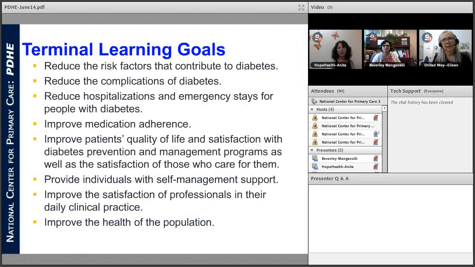The terminal learning goals for today's activity are to reduce the risk factors that contribute to diabetes, to reduce the complications of diabetes, to reduce hospitalization and emergency stays for people with diabetes, to improve medication adherence, improve patients' quality of life and satisfaction with diabetes prevention and management programs, as well as the satisfaction of those who care for them, to provide individuals with self-management support, to improve the satisfaction of professionals within daily clinical practice, and to improve the health of the population.